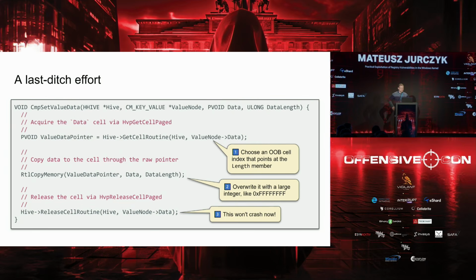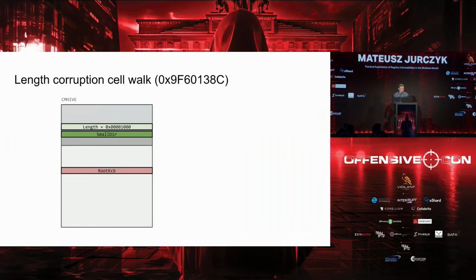Yeah, you can probably guess what the idea is, right? Maybe we could find an out-of-bounds cell index that points exactly at the length member that is later used for the sanitization, overwrite it with some huge value like FFFFFFFF, and immediately after performing the memcpy, when the HvpReleaseCellPage function is called, it won't crash anymore because the value has just been overwritten.